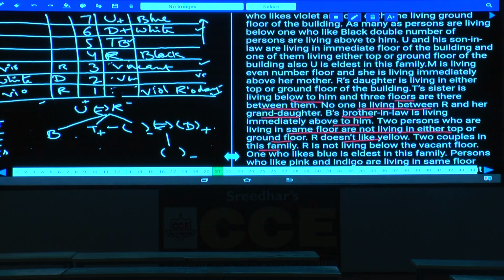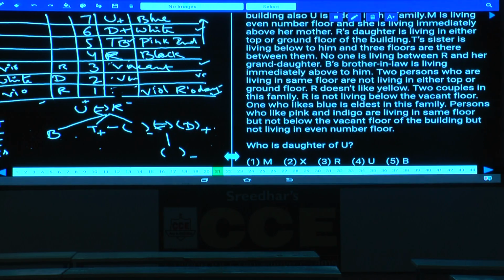As R is not below the vacant floor, and the one who likes blue is the eldest in the family, the persons who like pink and indigo are living on the same floor. Then, who is D's daughter here? R is not living below the vacant floor, and blue is the eldest in this family.